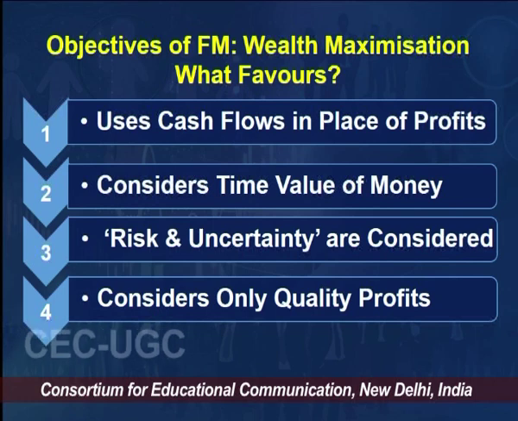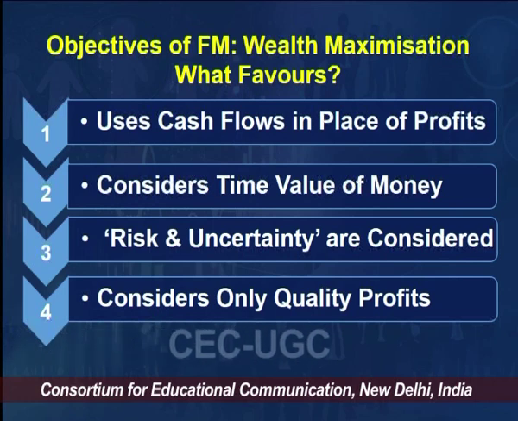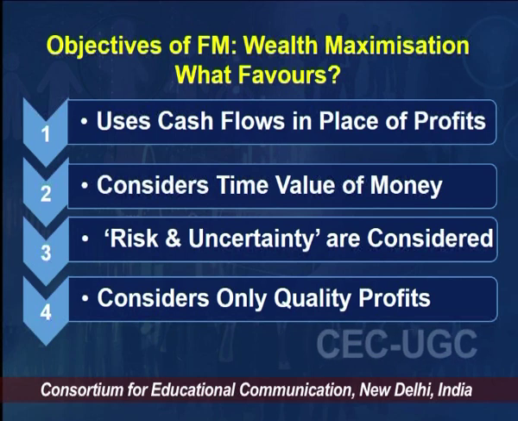The fourth point is that we do not consider all profits, we only consider the quality profits. Quality profits means the profits which can be converted into cash, right? So that is why wealth maximization should be taken as the objective of financial management. After this, the last point I want to discuss is the points which are against the wealth maximization objective.